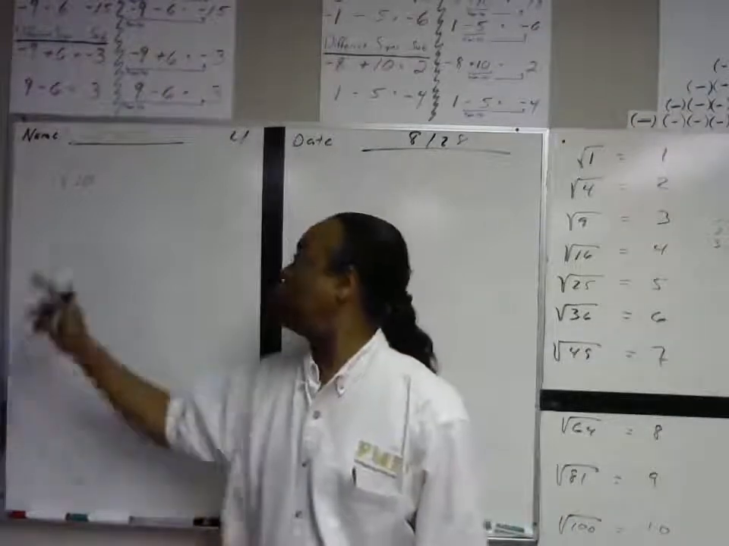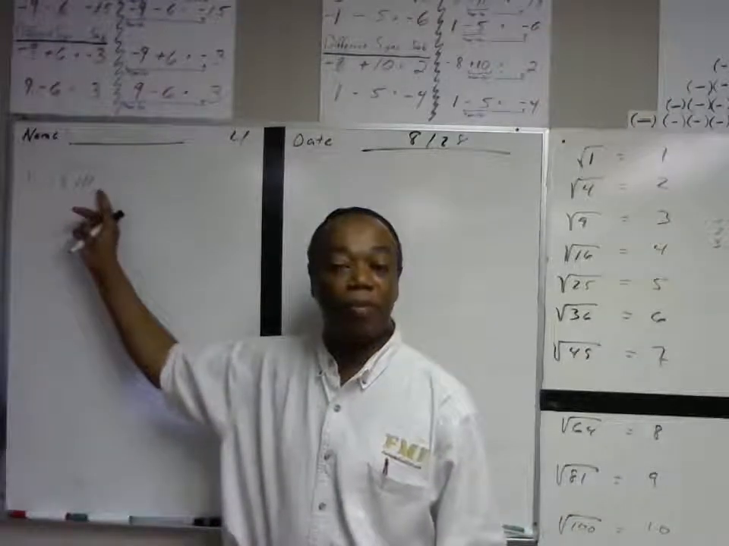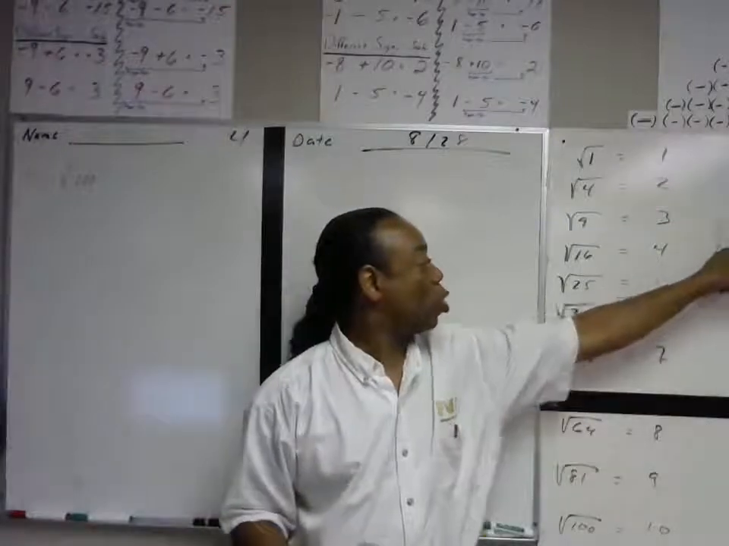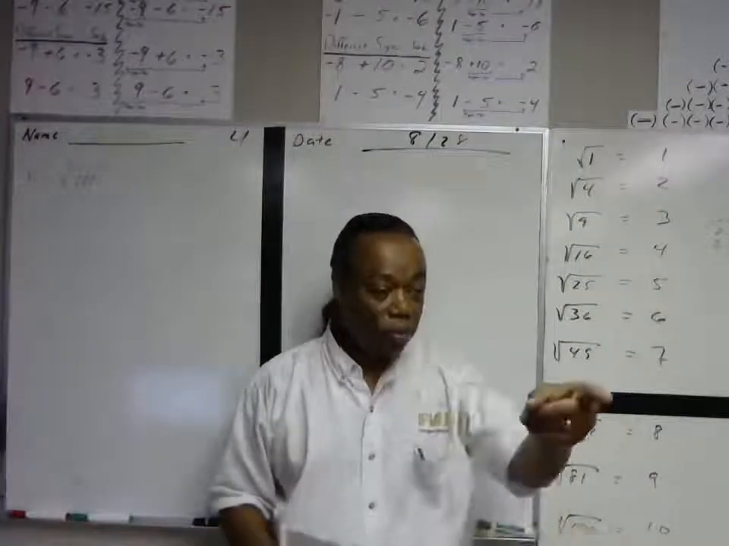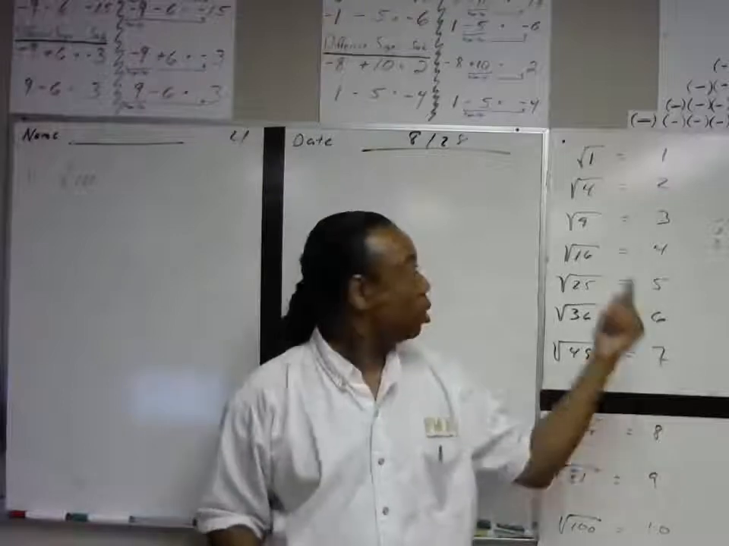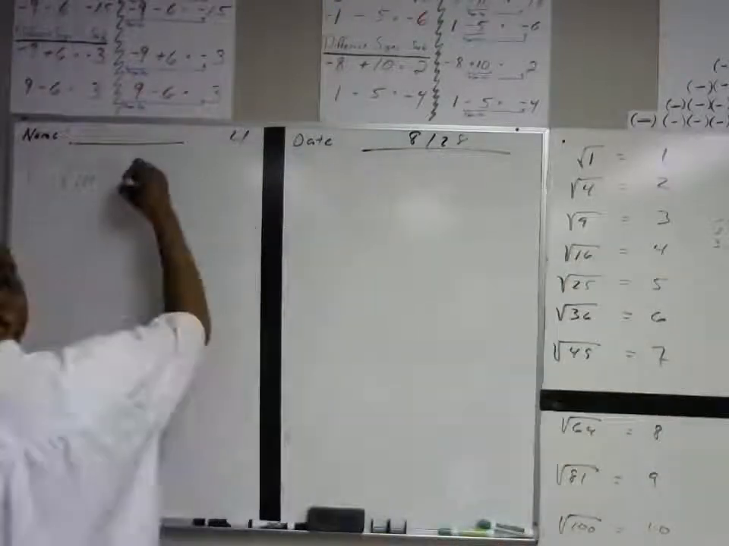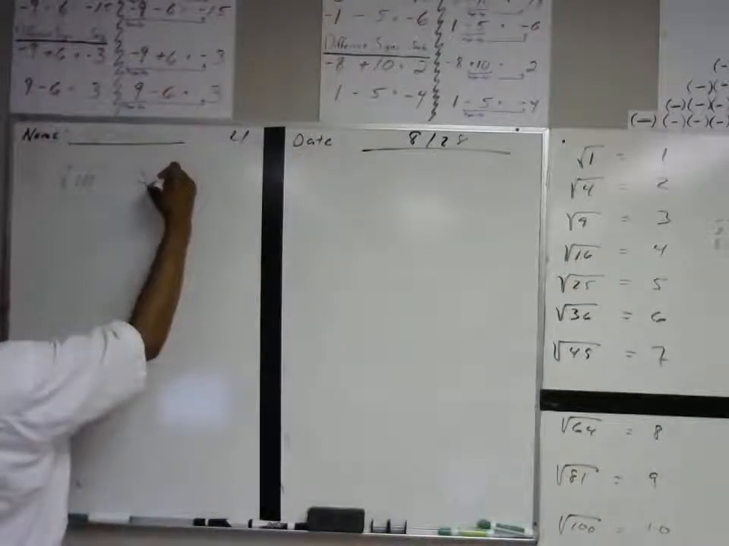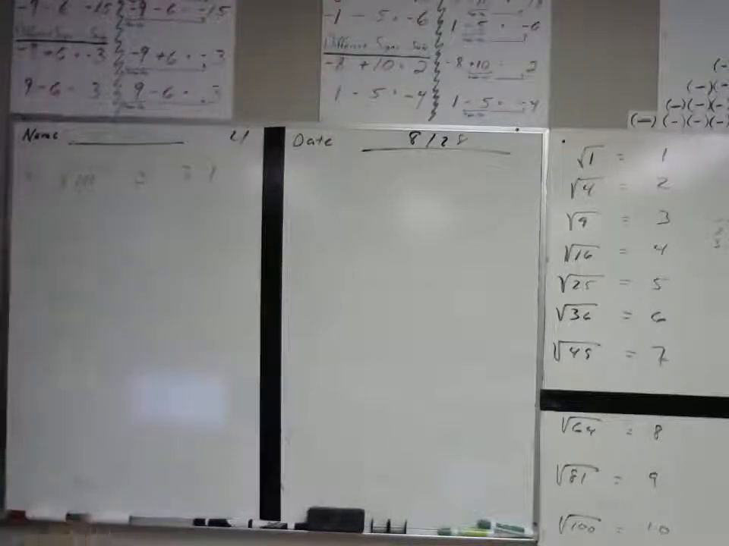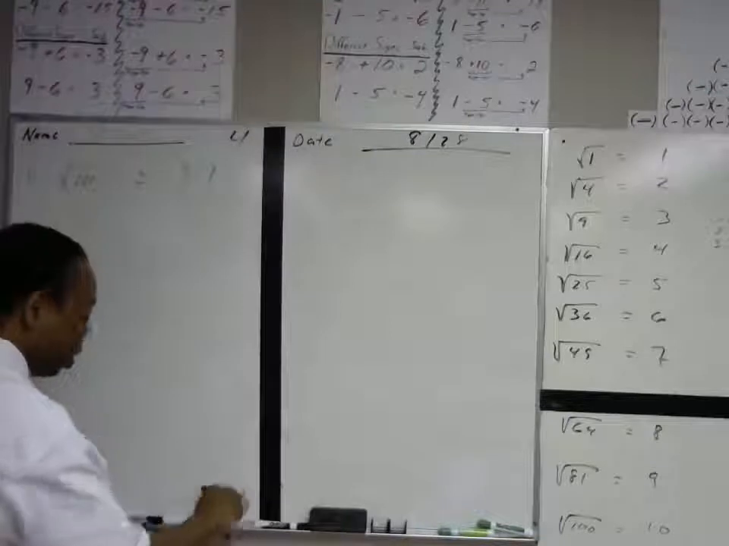So the question is, what do we use for square root of 10? Which one of those three would you use for square root of 10? 3.1. Exactly right. It's closer to the 9. So that's approximately 3.1. Finished. Next.